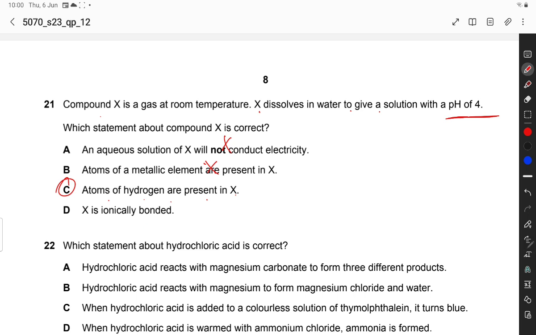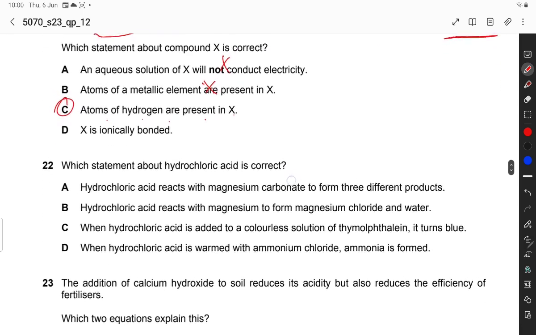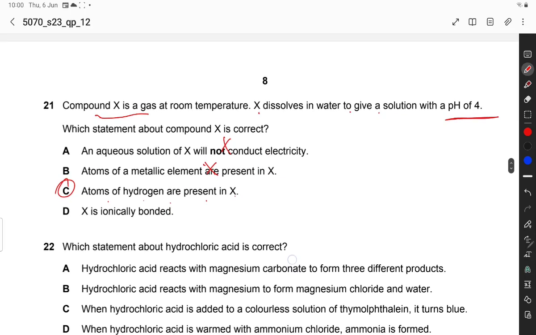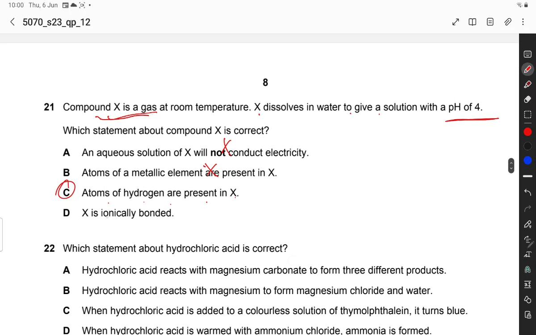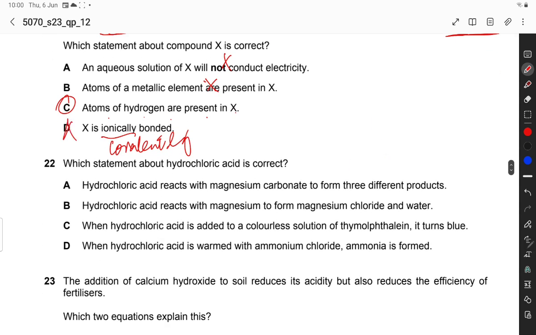X is ionically bonded. X is a gas, so X is not ionically bonded, it is covalently bonded. So D option is also incorrect.